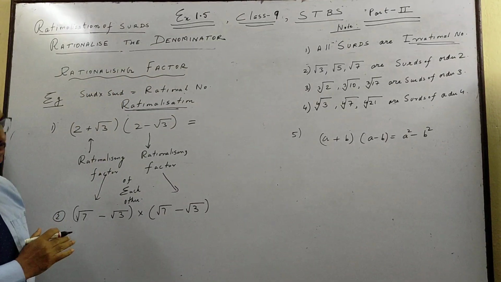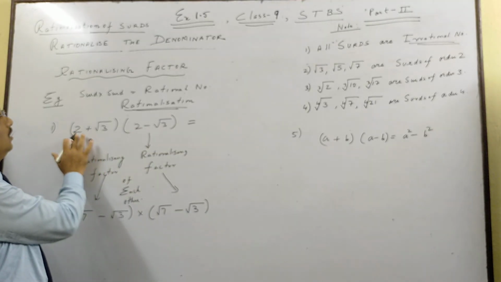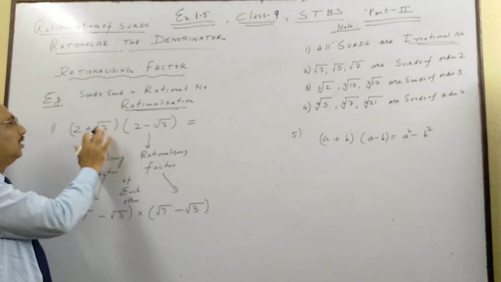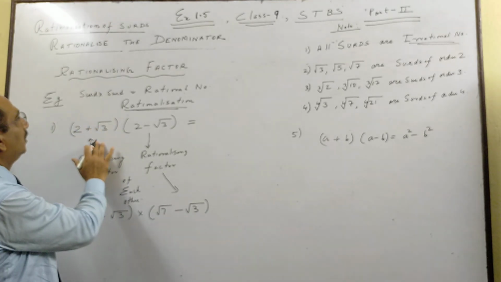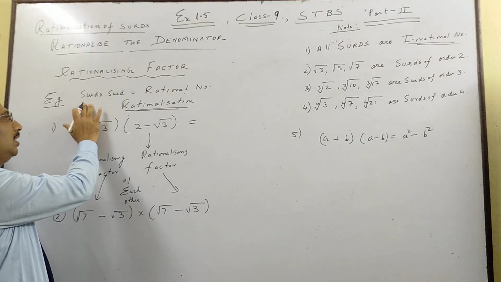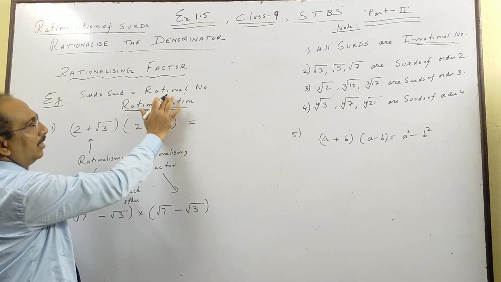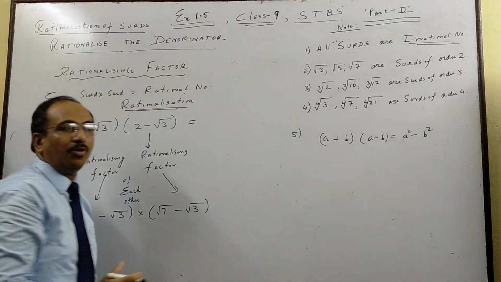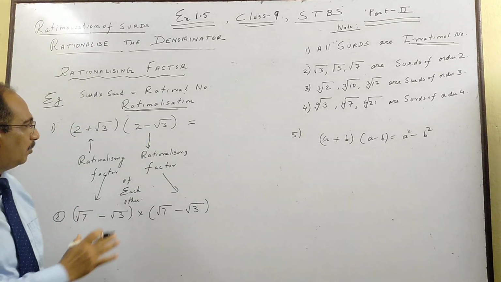So the first thing we have to learn, before I go to rationalizing the denominators, is what rationalizing factors are. These are two surds or irrational numbers. A rational number with an irrational number gives you an irrational number. So irrational into irrational, how do we get a rational number? By applying this formula from expansion. A very easy and very important formula for this sum.